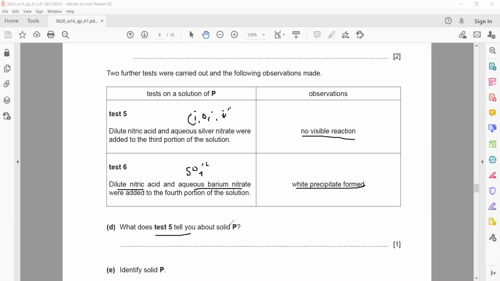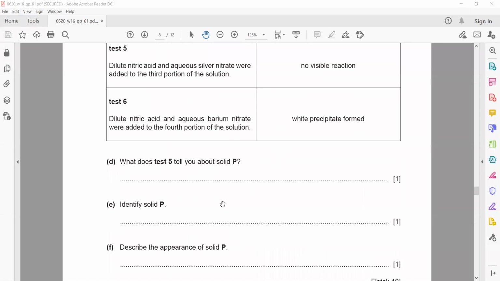What does test 5 tell you about solid P? That it does not contain a halide, so no halide ion is there. And identify solid P. Aluminum is mentioned in the beginning, and test 6 is sulfate, so this is aluminum sulfate. Aluminum is already mentioned so it is not giving you a mark; sulfate will give you 1 mark. When they say identify, you have to write the full name. If they say identify the negative ion, then it will be sulfate.